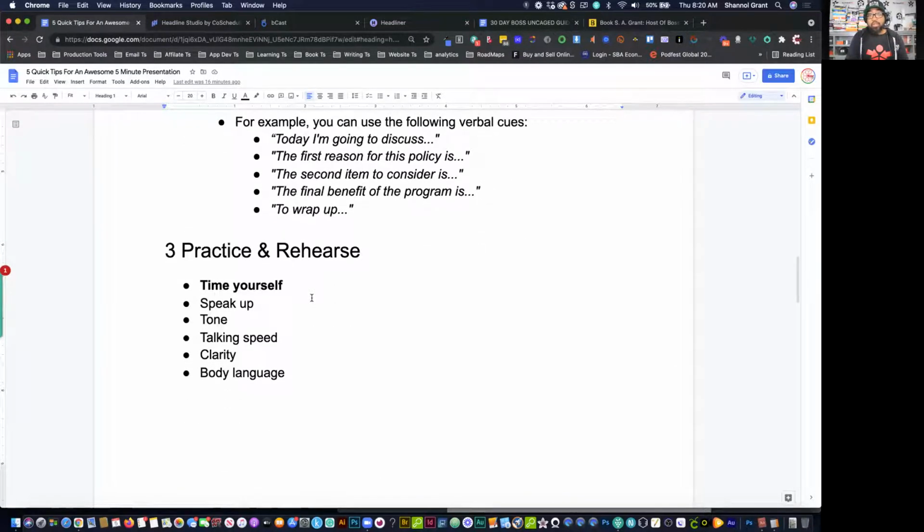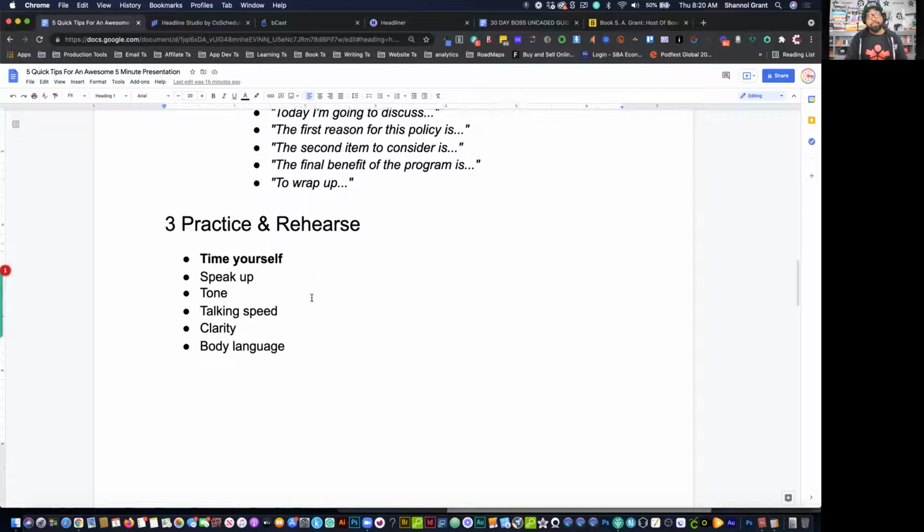Number 3 is you want to practice and rehearse, right? Time yourself, talk in the mirror, speak up. Tonality and body language are all a factor in being a good speaker. So think about your tone, your speed, your clarity, your body language, and rehearse these things until you look yourself in the mirror and get pretty comfortable with the information that you're delivering.